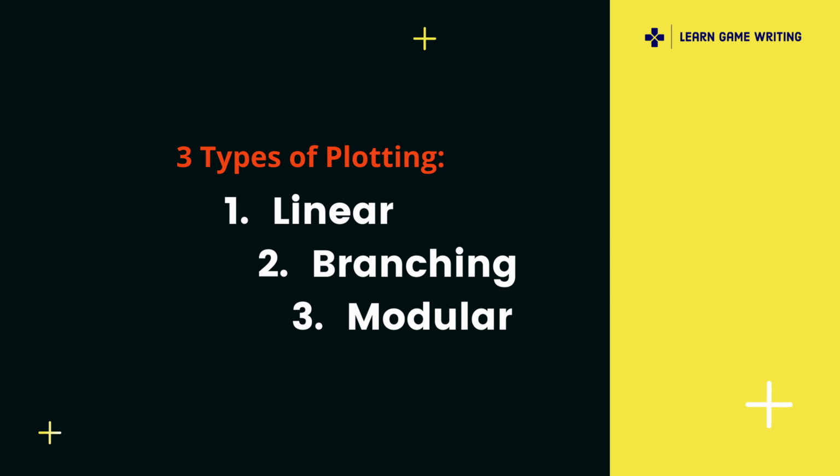We have three types of plotting: linear, branching, and modular. So linear plotting is from A to B to on to Z. Imagine picking up a book and reading it from the first page to the last page. This is linear storytelling. It's a classic. There's nothing wrong with it. There's no improvement needing to be made on it. If you love writing linear stories, there are plenty of games that do this and they're remarkable. So never let anyone tell you that if you're doing linear storytelling, you're boring and old hat.